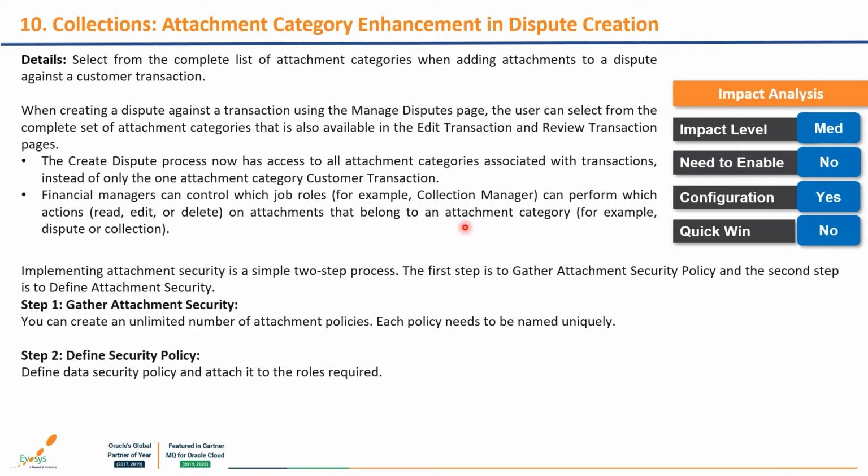I need to have this before configuring the security configuration. So I need to gather all such attachment securities, and then define a security policy for it: if the user is this, and they have this particular attachment category, then they should be able to add, delete, or read or not. Then we define this policy and attach it to a particular role, and roles will be assigned to users. In this way we have configured the access to attachment category.